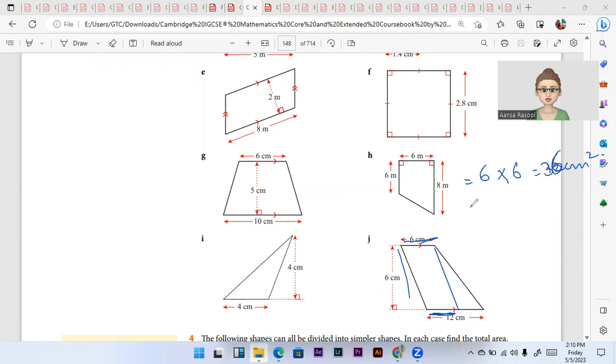Now what's the formula for the area of a triangle? Half into base, which is 6, and the height is also 6. So 36 divided by 2 is 18. So 36 plus 18, the answer is 54 centimeter square. So see, you get the same answer but with different methods. In geometry, there is no hard and fast rule to use just one method.